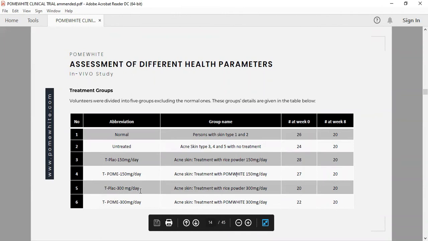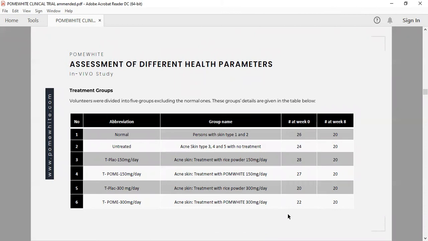Then we have T placebo 300 mg per day, in which again the same type of skin is recruited, and they are treated with rice powder 300 mg per day, meaning 2 capsules per day. While the T Pomewhite 300 mg per day group constitutes the sixth group. It has skin type 3, 4, and 5 acne people treated with Pomewhite at a concentration of 300 mg per day. This means 2 capsules per day of Pomewhite.